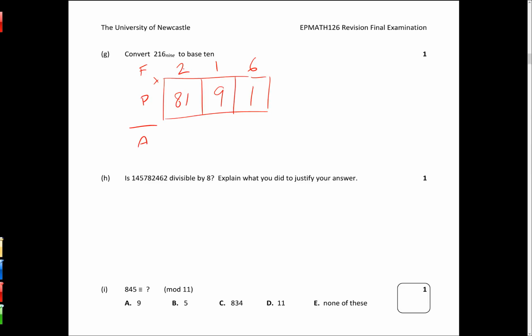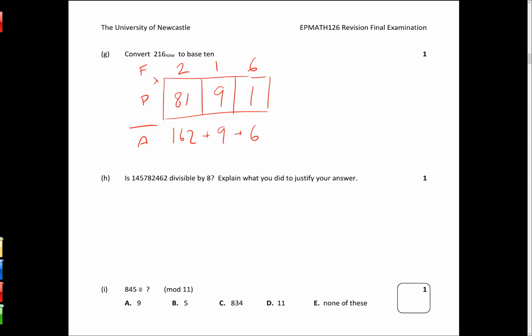So this doesn't mean 2 times 100, which it would if this was the number 216. It's smaller, it's only 2 81s. 2 times 81 is 162. This doesn't mean 10, it's only 9. 1 times 9 is 9. This still means 6 ones, which is 6.